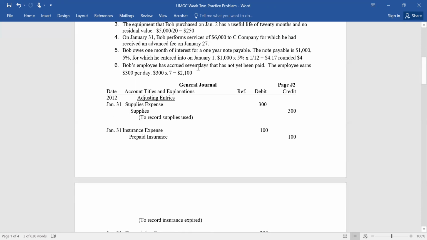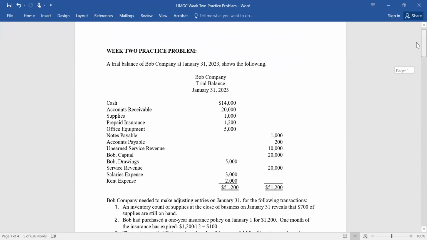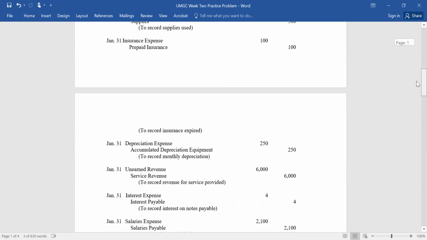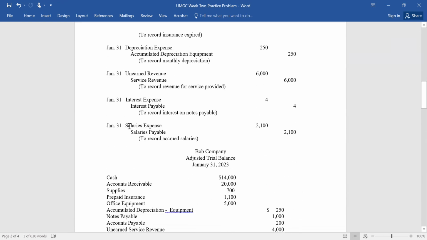Next item, last item, Bob's employee has accrued 7 days that has not yet been paid. The employee earns $300 per day, so to calculate that out, 300 times 7 is 2,100. Now, if you look, there is no salaries payable in the initial trial balance, but there is a salaries expense of 3,000. So to record it, again, I debit salaries expense and credit salaries payable for 2,100.